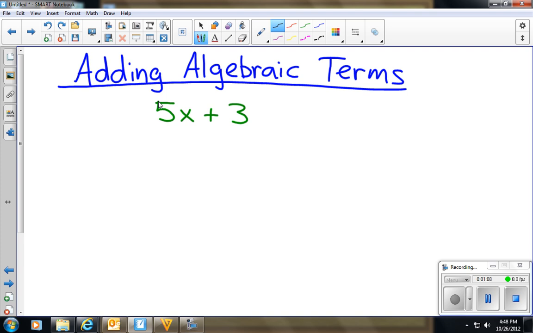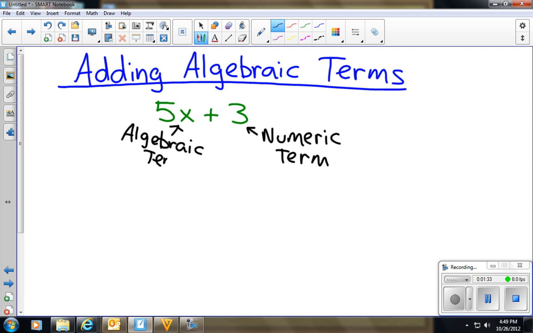So we have two different types. We have what's considered a numeric term. This is basically a term that is just a number. Just a number. It's our numeric term. Or you can have what's considered an algebraic term. Now, an algebraic term is a term that has a variable in it.